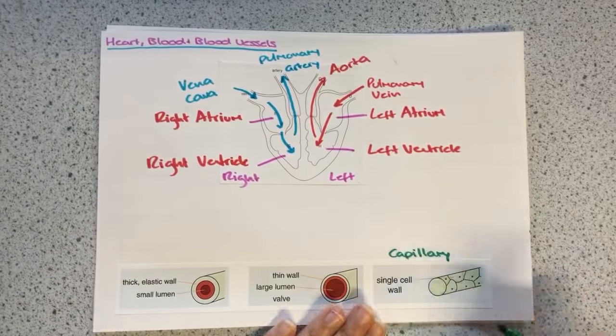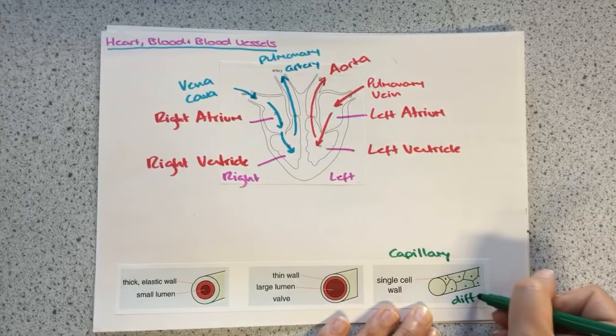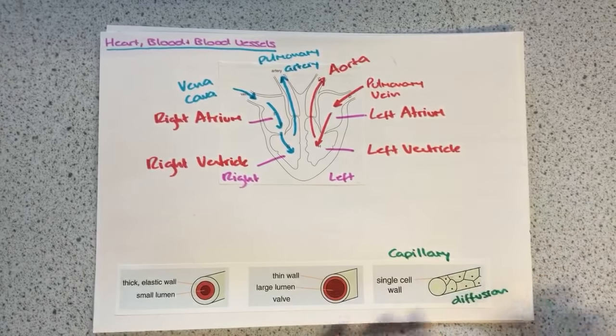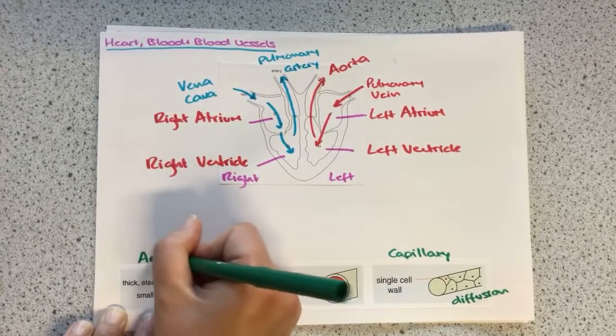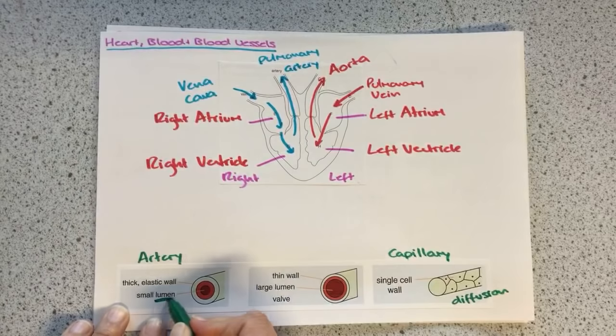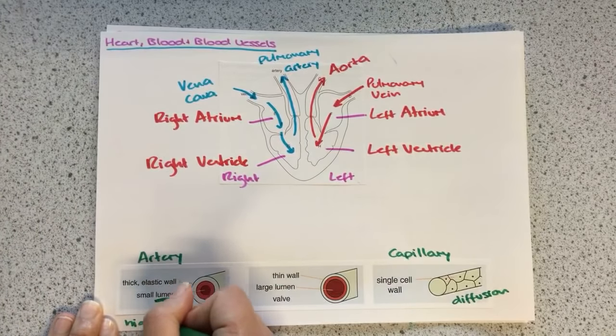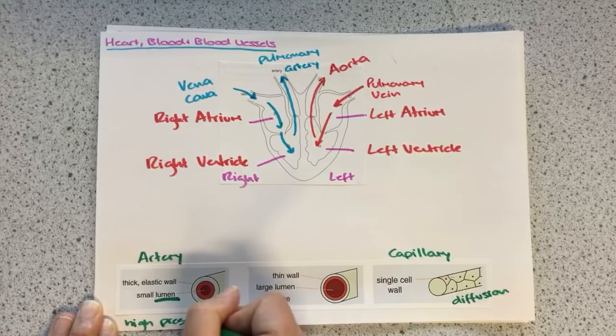Capillaries have a wall that is a single cell thick. This is to allow diffusion between the blood and body cells to take place. The other easier one to identify is the artery. Arteries have thick, muscular, elastic walls and a small lumen or middle because they carry high pressure blood.